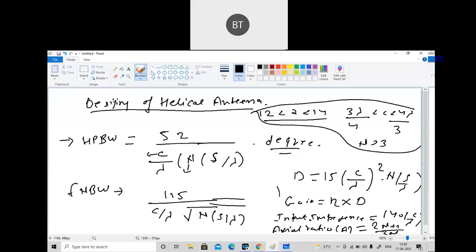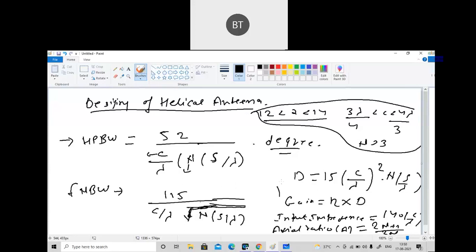First is half power beam width. The half power beam width will be equal to 52 upon c by lambda into n into s by lambda. Here c is the circumference, n is the number of turns, how the wire is moving, and s is the spacing between these wires. Now we can see the full null beam width. Actually this is not a square root; I have written a square. So this is not the square root: 115 into c by lambda into n into s by lambda.